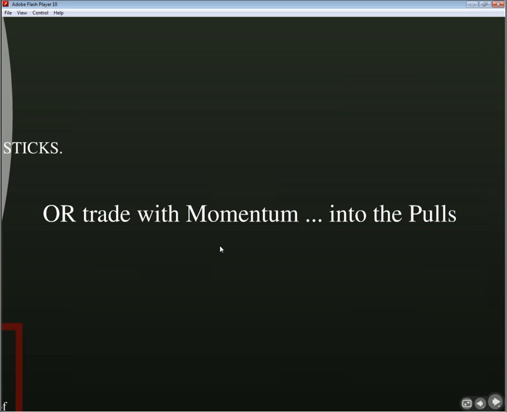Okay. The other option is to trade with the momentum into the pull. So for reversal trades, we usually lean on resting bids and offers of high volume. And if it's not there, we might come into a level where there's not actually high volume, and we see it's a good setup on the charts.